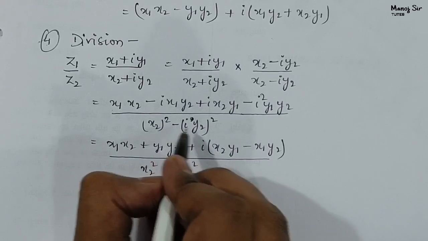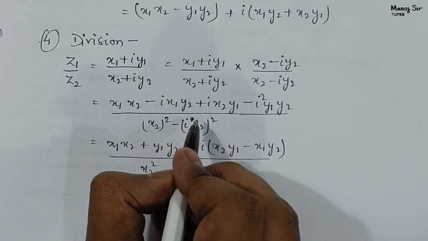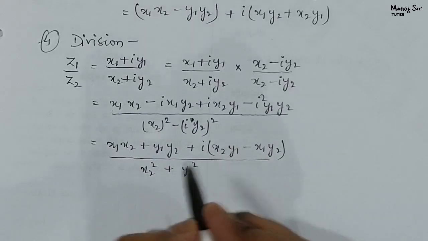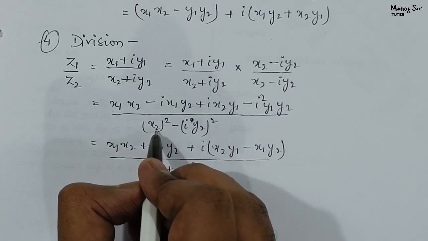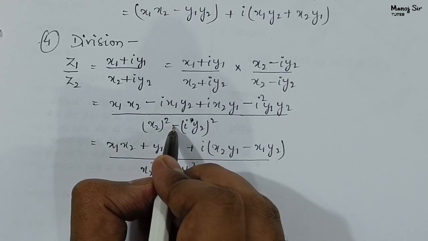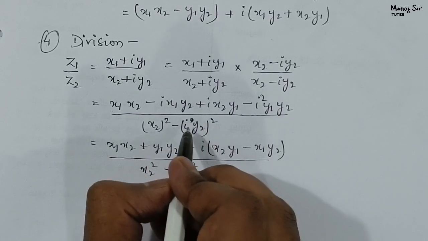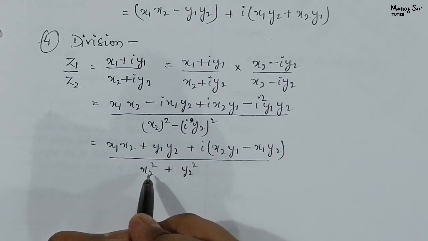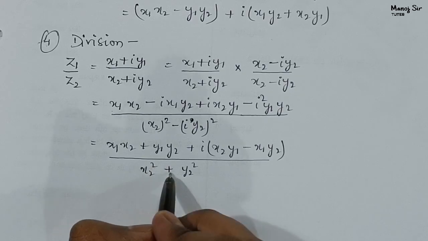Here we have a negative sign, and here we have I square, so I square is minus 1, so minus minus will become positive. I'm repeating this once again. X2 square, y2 square. Here we have a negative sign, but here we have I square. So what is the value of I square? That is minus 1. Minus minus will become positive. So here we can write x2 square plus y2 square.